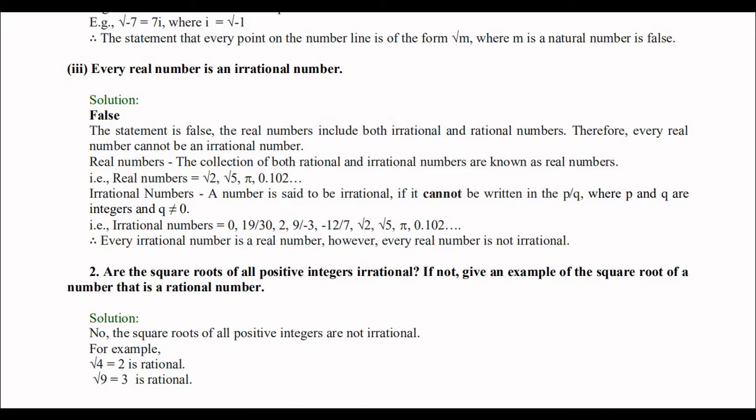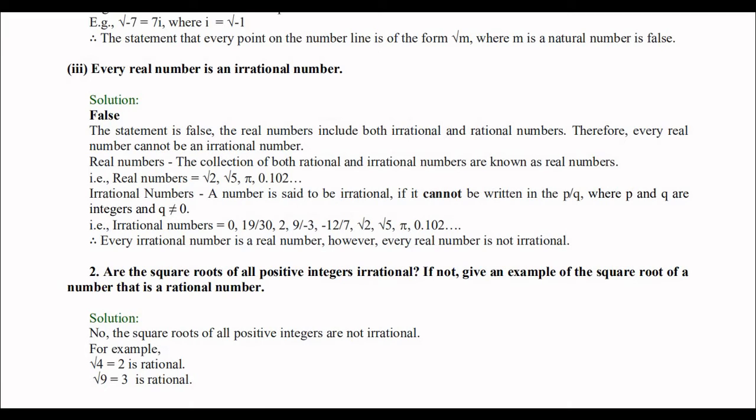The definition of irrational numbers: a number is said to be irrational if it cannot be written in the form p by q, where p and q are integers and q is not equal to 0. That is, rational numbers are 0, 19 by 30, 2, 9 by minus 3 and so on. Therefore, every irrational number is a real number. However, every real number is not irrational. So let's go to the second question now.